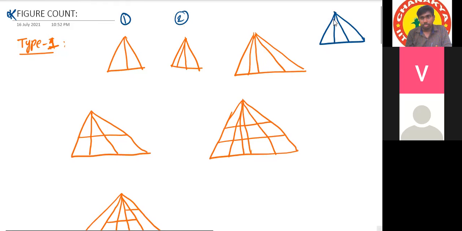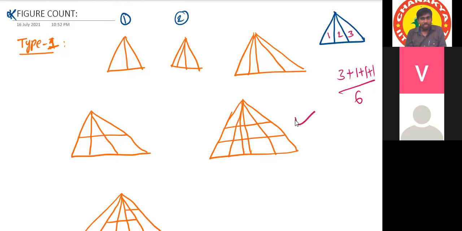Okay, see 1, 2, 3, individually 3. Yes or no? Yes, sir. 1 and 2 combined form 1 triangle. 2 and 3 combined form 1. And the whole thing altogether is 1 triangle. So totally 6. And if you count in this way, it will take a lot of time for this diagram.